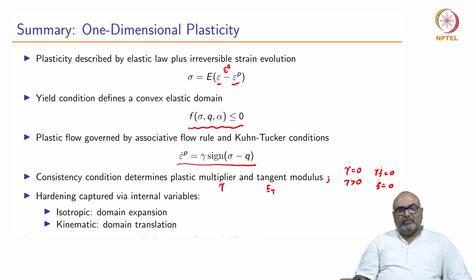We have seen two types of hardening that can be captured by internal variables alpha and q: isotropic hardening, and kinematic hardening in terms of backstress. The isotropic hardening results in an expansion of the elastic range E of sigma, and the kinematic hardening causes a shift in the origin, or a shift in the yield surface E of sigma. So, isotropic hardening is causing an expansion and kinematic hardening is causing a shift in the origin of that particular yield surface.